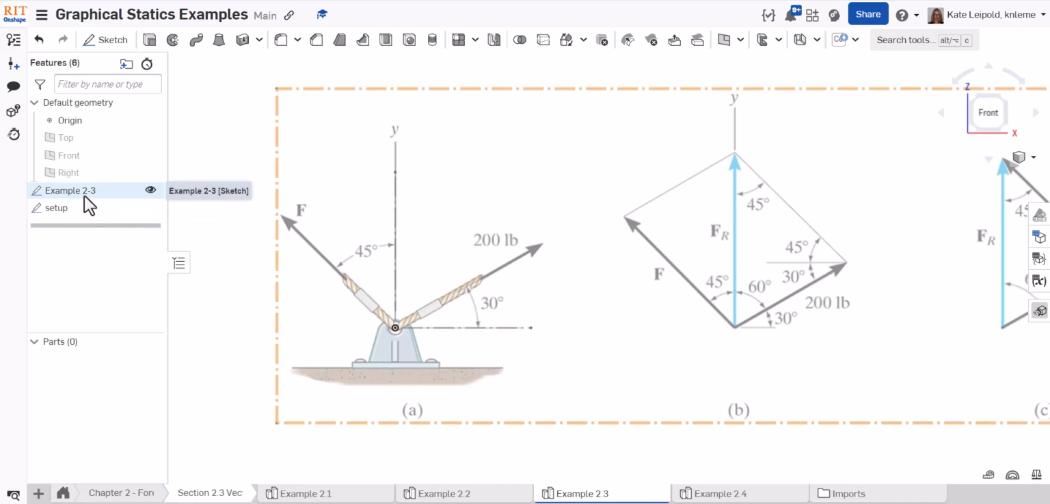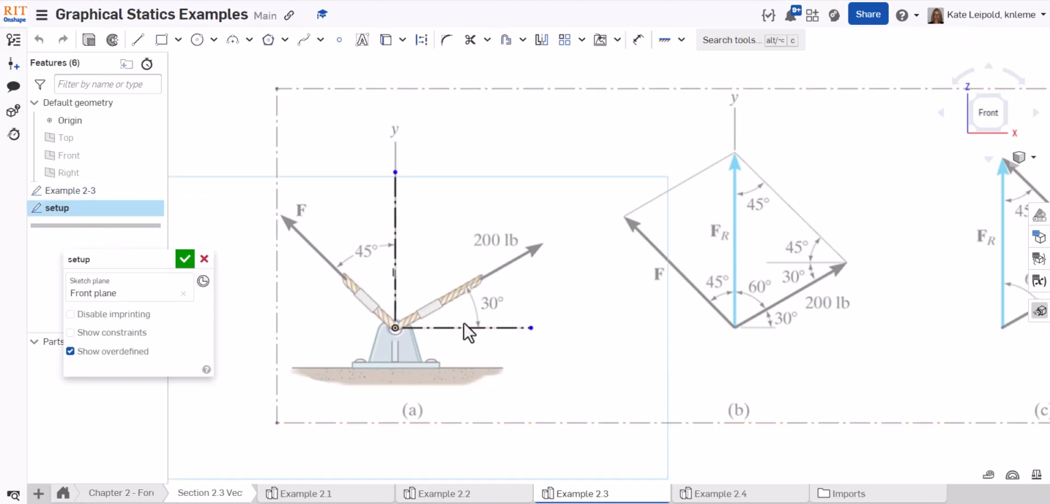We've got the image included. In the setup, we've added the x and y axes. So we'll continue the setup by adding a 200 millimeter line that is located 30 degrees above the horizontal.